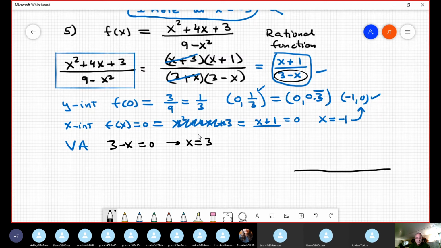So in this moment, I want to start doing the rough sketch. This is the y-axis, this is the x-axis. We have the y-intercept at 0, 1/3. So I suppose this is 1, this is 2, this is 1/3, looks like that. This is one point. And -1 is here, it's the x-intercept. We have two points. And also we have the vertical asymptote at 3.